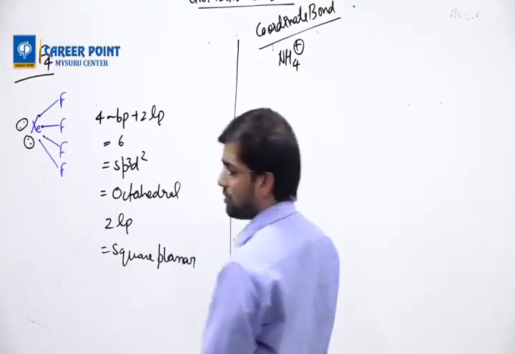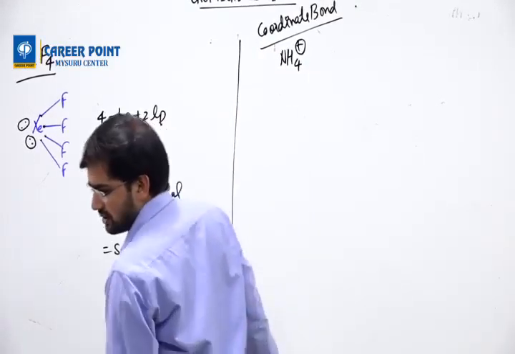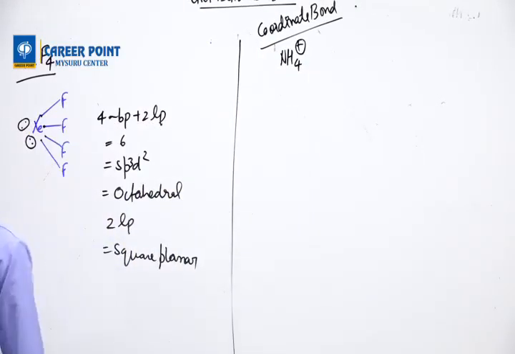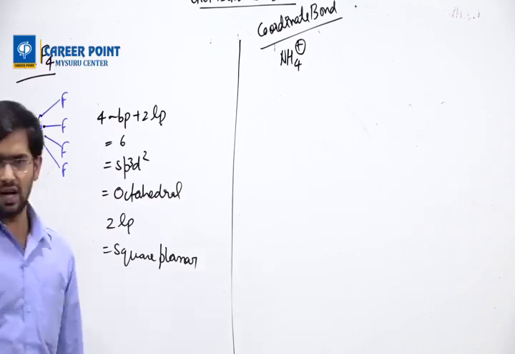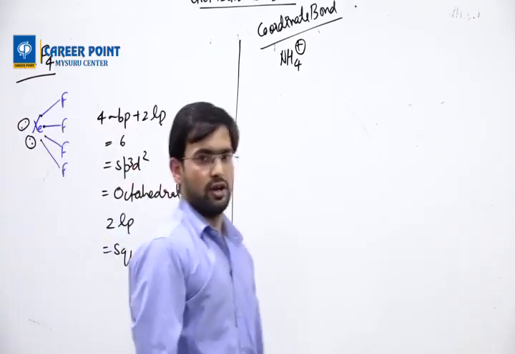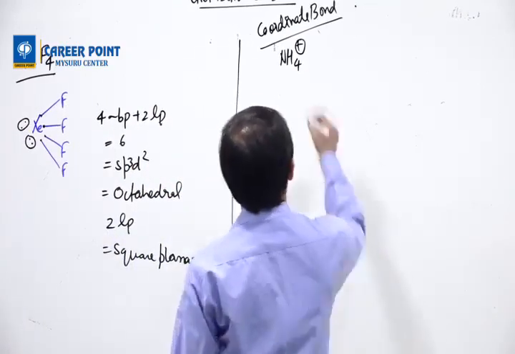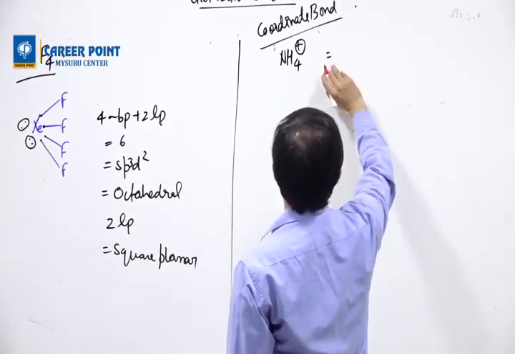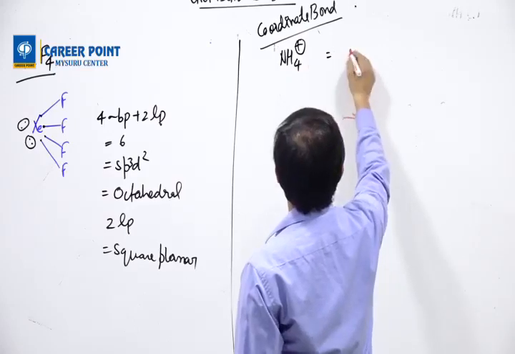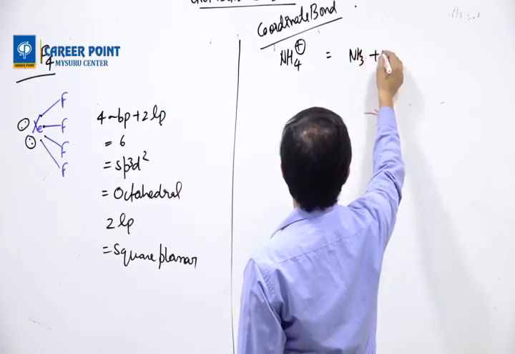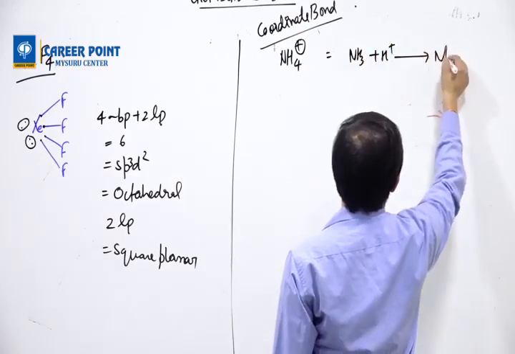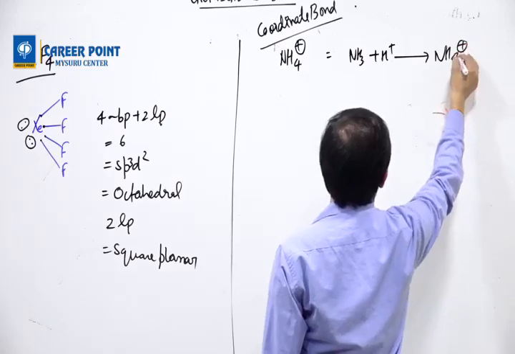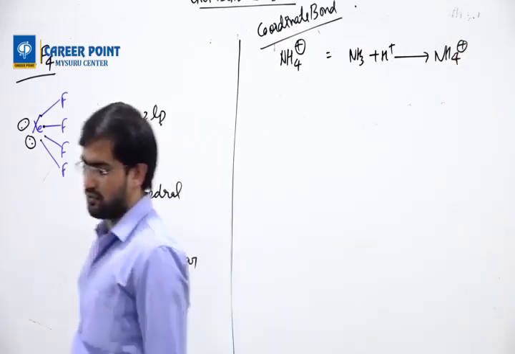coordinate bond. If you want to draw NH4 plus, then what happens is, sir, is d2sp3 only for d block? Yes, try to do d2sp3 only for d block till I'm not telling you anything, okay? Now what happens is, this product is formed when NH3 combines with an H plus to form NH4 plus. That's how ammonium ion is formed, okay?